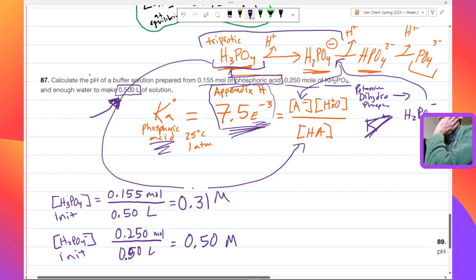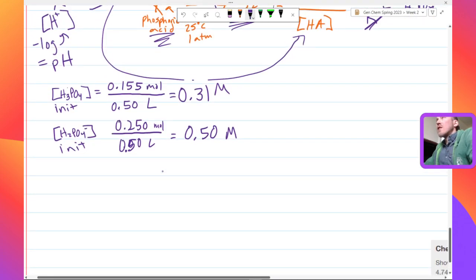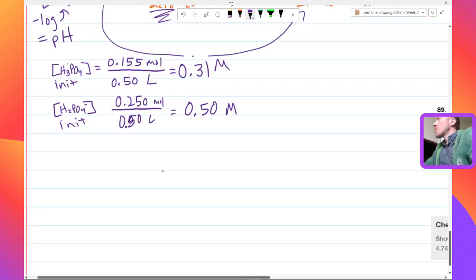So what are we looking for? pH. That means we need to find H plus or hydronium. And then we're going to take the negative log of that, and that's going to equal the pH. So this is the x we want. We want to figure out what that x is. So let's do a RICE table. Do we need to do a RICE table? Yeah, we should do a RICE table.